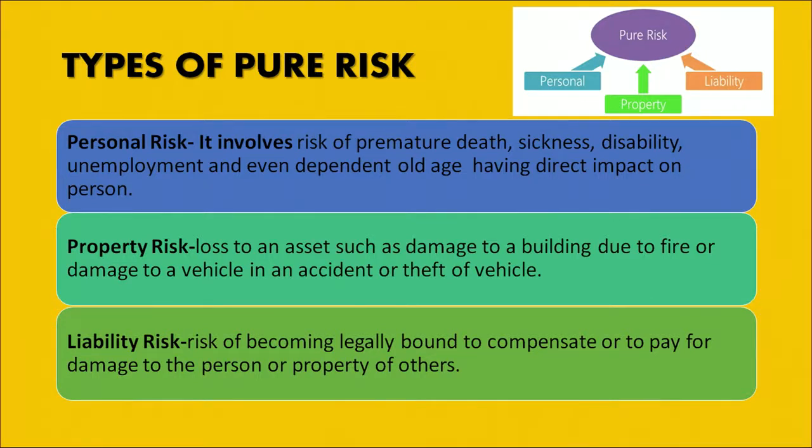We also talk about liability risk, which is a risk of becoming legally bound to compensate or to pay for the damage to the person or property of others. Now, what does it mean? As a professional, we are in charge of lots of the public's or a person's health or wealth. For example, a banker is liable for the public's wealth. Similarly, a doctor is liable for the patient's health. So just in case a surgeon operates on a person and makes a mistake in the surgery, then he is liable for that operation. And in case there is a loss to the patient because of the surgery, then he is liable to compensate that patient.